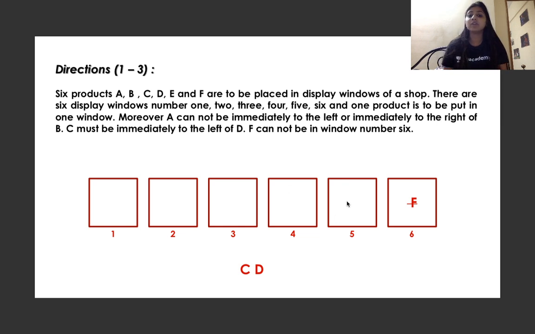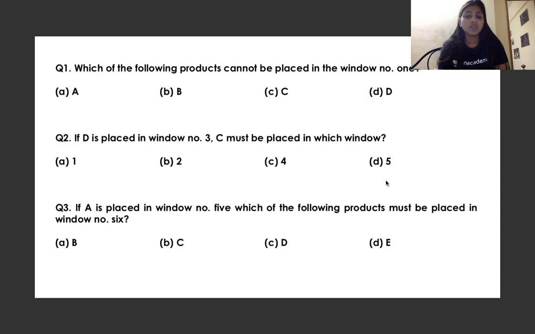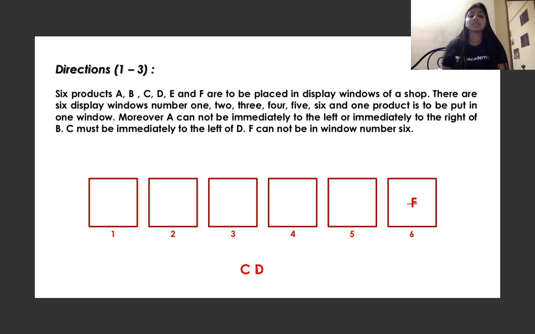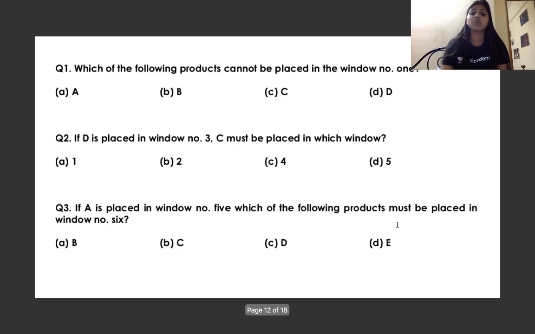Okay, if A is in 5, B can't be in 4th or 6th. Okay, the question is, which of the following products must be present in window number 6? So if A is in 5, the answer cannot be A. What about C? C also cannot be because C has to be just before D, so C can't be in the 6th window. Cannot be D also because if D is in 6, C should be in 5, but they have given A is in 5. So it can only be E. Okay, because it can't be B, C or D, the answer is E, option D. I hope it is clear.